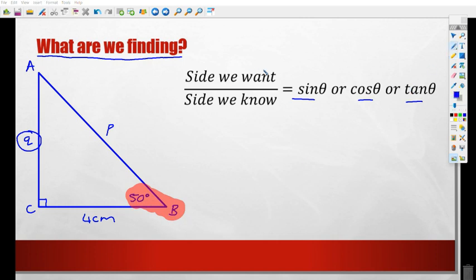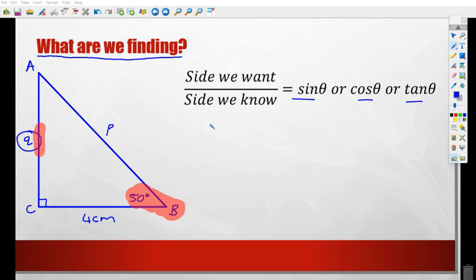Now we're looking at the side we want. In relation to this angle that we have, what is Q? Is it the opposite? Is it the adjacent side? Is it the hypotenuse? There's only 3 sides. It's the opposite side, because it's opposite B. Can you see that this side is opposite this angle?